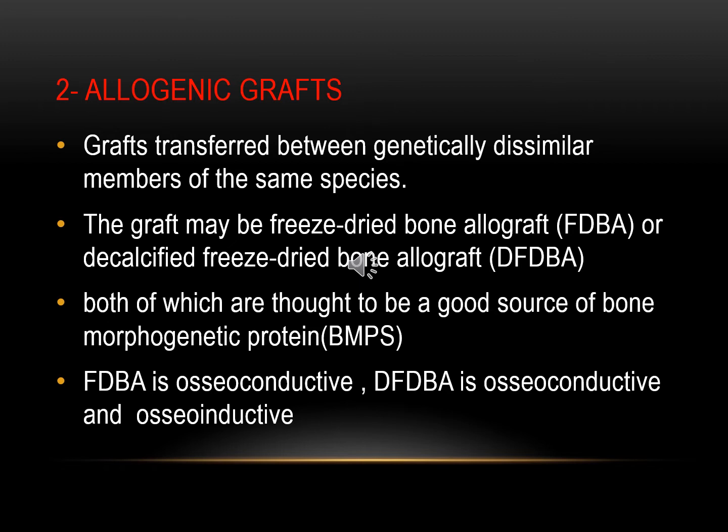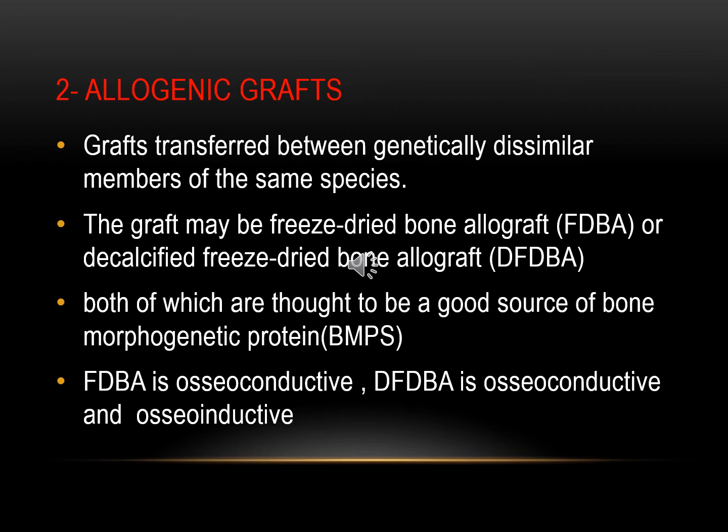Freeze-dried bone allograft. That means they bring the human bones. They will freeze this human bone. After that, they will dry this bone, sterilize it, and package this bone graft. This is the first type of allogenic graft, FDBA.